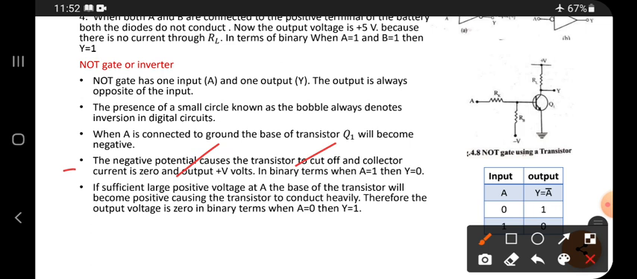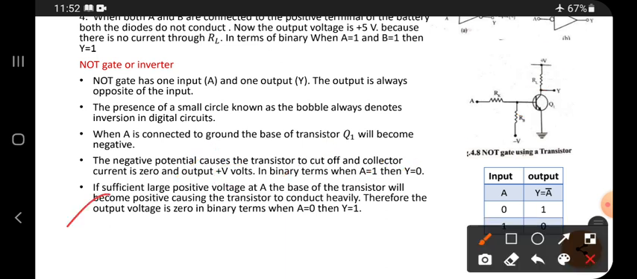Right? When negative voltage is applied, this transistor works in the cut-off region. Cut-off region means it cannot allow any current. So at the output, 5 volts will appear. Whatever voltage you are applying appears here only at RL. In binary terms, when A is equal to 1, then Y is equal to 0.